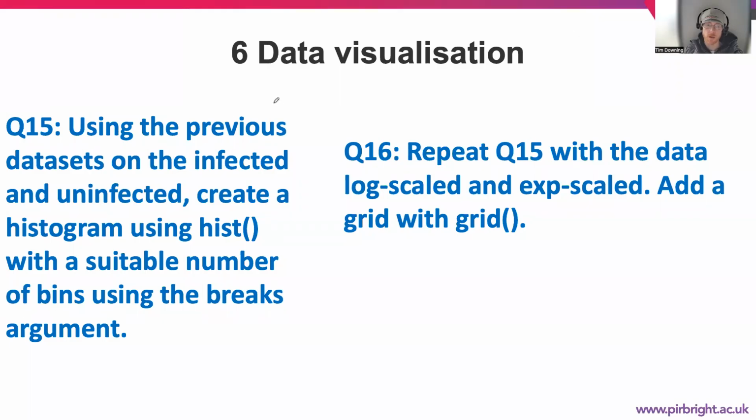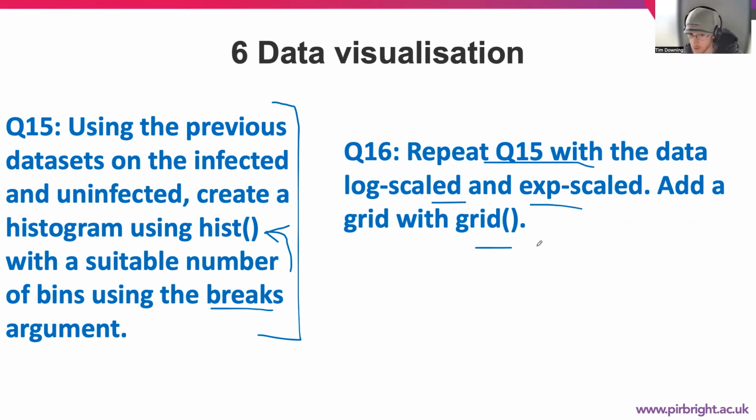So for question 15, you can look at this one where you're looking at the previous status of infected and uninfected cattle. Use hist with a suitable number of breaks inside that argument to represent it in a way that you think is visually effective. So you can put that breaks argument inside hist. So you might set breaks equals 14 or something like that. And then you repeat that question 15 using the data when it's log scaled and exponentially scaled. And you can add the grid function with grid. So look that up, and that's a handy one to have.